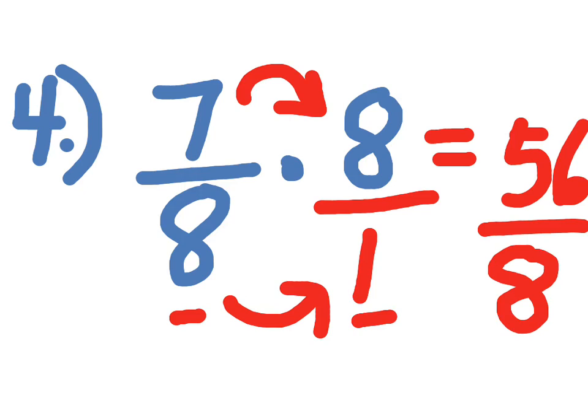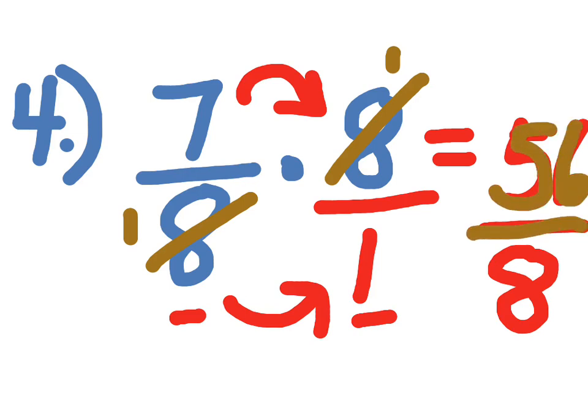Or another thing that you can do is you can cross this out, put a 1 here and another 1 here, and then the answer will still be 7 because 56 divided by 8 equals 7.